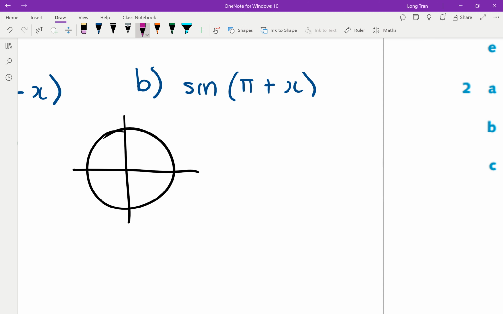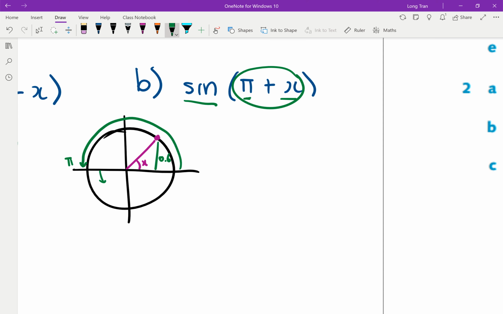So all we know is that from this point here, if the angle is x, the height is 0.6. That's all we got, right? They're asking us to find the sine, which means find the y value of pi plus x. So that's the angle. They're telling you what the angle is. Pi is going all the way here. That's pi. And then I'm adding on an extra x angle. Does that make sense? I'm adding an extra x angle from pi. So starting from this point, I'm adding an x. And you can see I will get this triangle now.